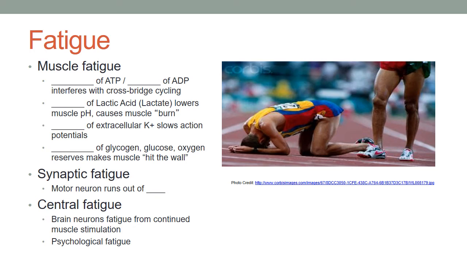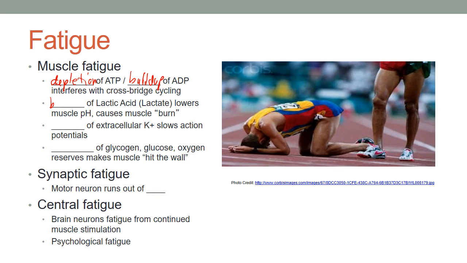So one of the primary sources of muscle fatigue is if you have a depletion of ATP and a buildup of ADP. That can interfere with cross bridge cycling. Obviously, the cross bridges can't cycle without ATP, and having too much ADP around makes it hard for the ATP to come in and bind and break up the cross bridges.